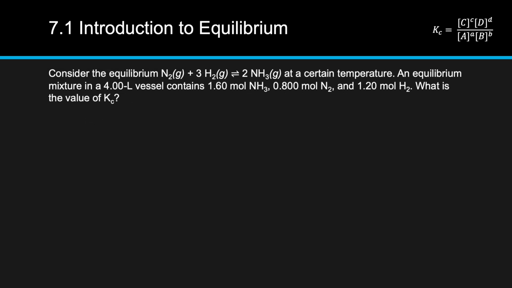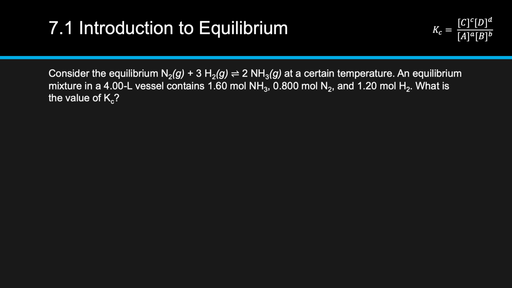All right, so let's do an example of both getting the expression and plugging in the values to solve for K. So here we have an equilibrium, N2 plus 3H2 reacts to form 2NH3. An equilibrium mixture is given in a 4-liter vessel, and it's asking you for the value of Kc. So first what I want us to do is do just the expression. The expression plugs in no numbers, it's just rewriting the relationship between the products and the reactants.